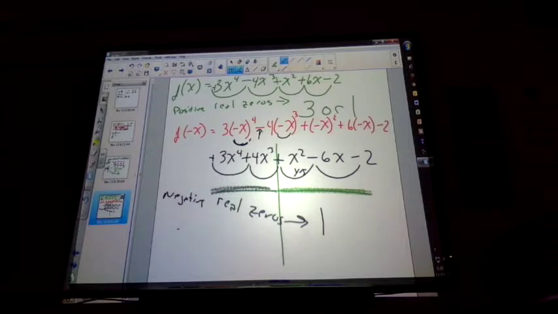So that's the first part of Descartes' rule of signs. Pretty simple to think about. So in order to find the positive real zeros, how many times does the sign change? Plug a negative x in, do the arithmetic. How many times does the sign change? So it tells you how many times it crosses to the right of 0, and how many times it crosses to the left of 0.